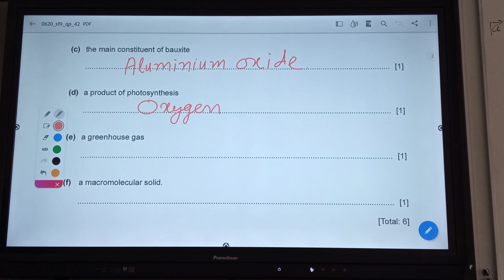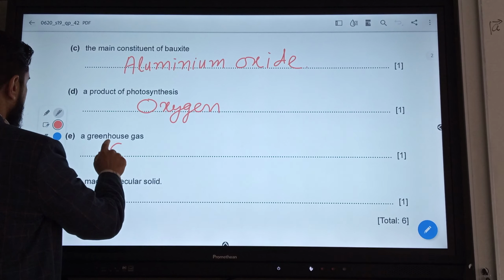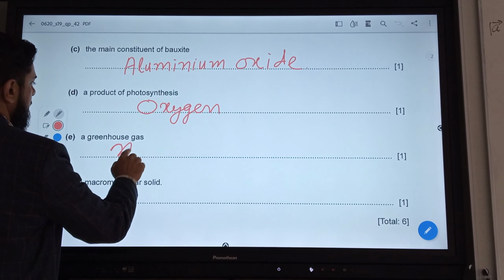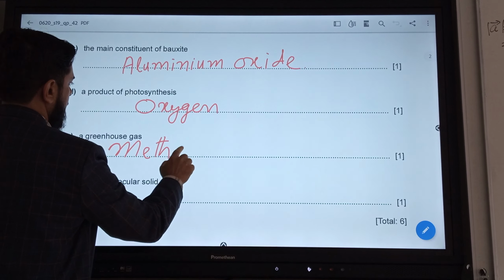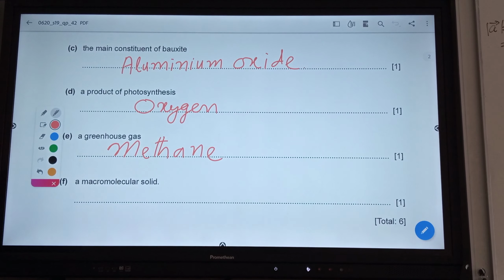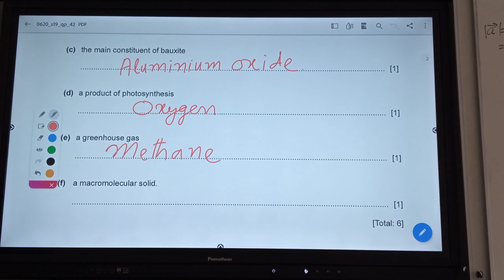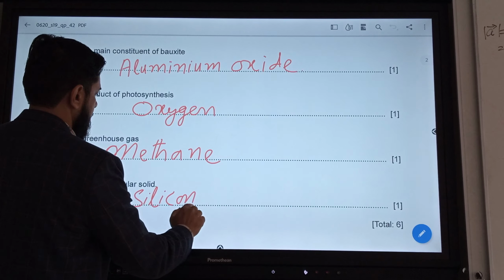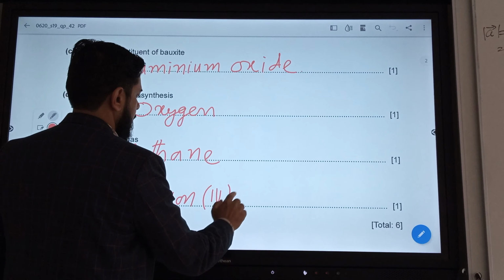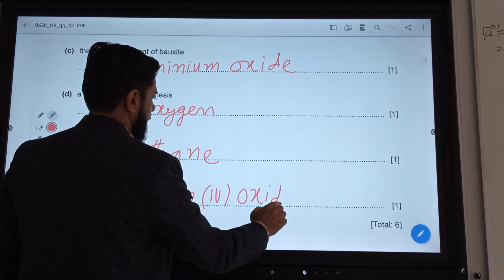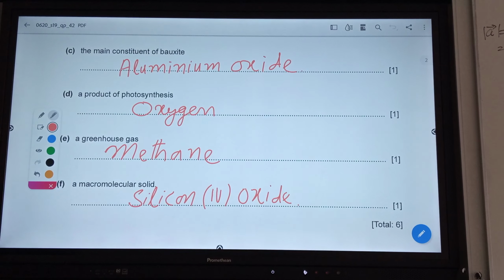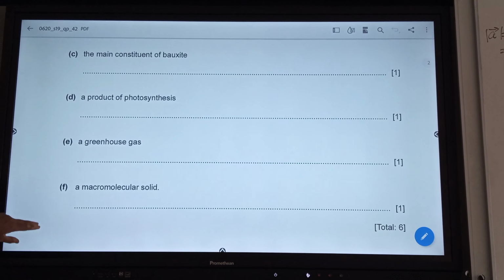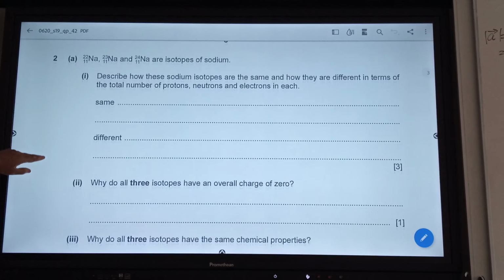Then a greenhouse gas: carbon dioxide and methane are both greenhouse gases, and in the given options we have methane. So methane is the greenhouse gas. A macromolecular solid, which is silicon(IV) oxide. Hopefully, you have the knowledge and you understand what the answers are. Proceeding towards the next question.